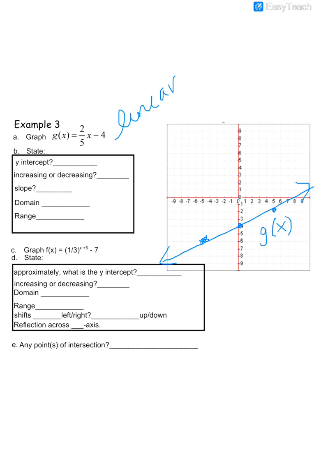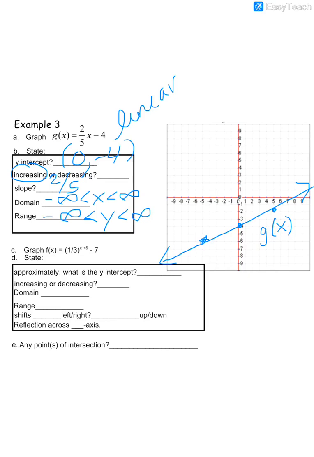So what is the y-intercept? The y-intercept is (0, -4). Is it increasing or decreasing? It definitely looks like it's increasing because it's heading upward. What is the slope of the line? It's 2/5. The domain, -infinity is less than x, which is less than infinity. There's arrows on my line. Range, -infinity is less than y, which is less than infinity. Again, no equal signs. All right, let's go on to the next guy.